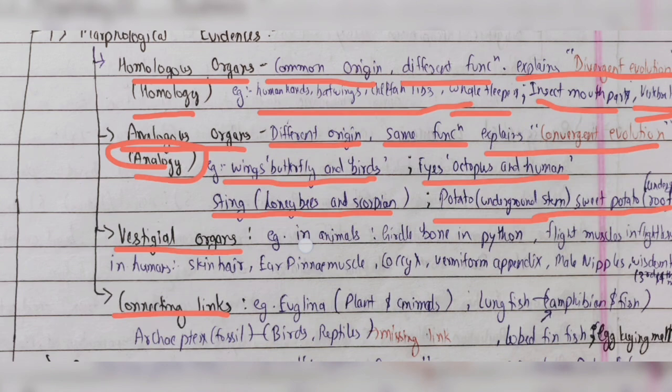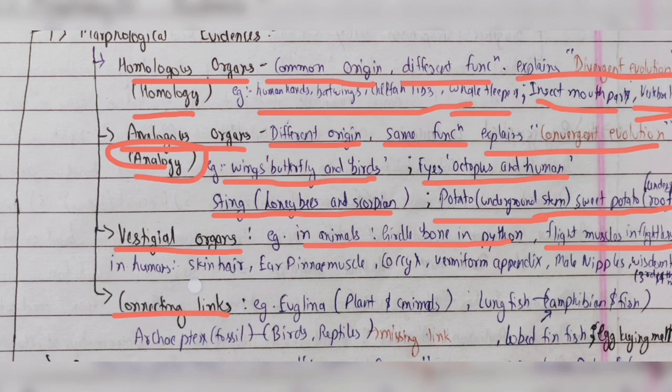These are ancestral organs that are not currently in use, and thus they only serve a function of evidence and have no particular use inside the living organism. For example, in animals, girdle bone of python and flight muscle in flightless birds are vestigial organs because they are of no use but they still exist as ancestral organs.